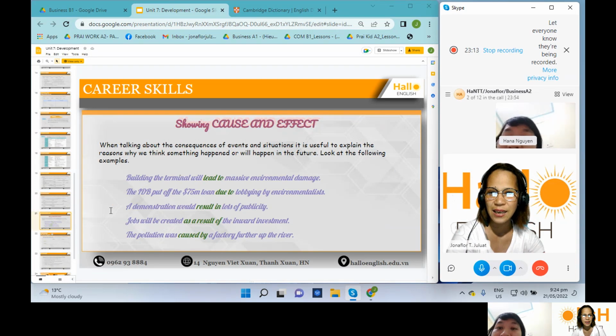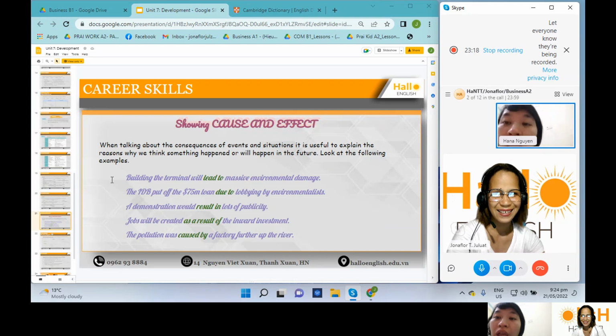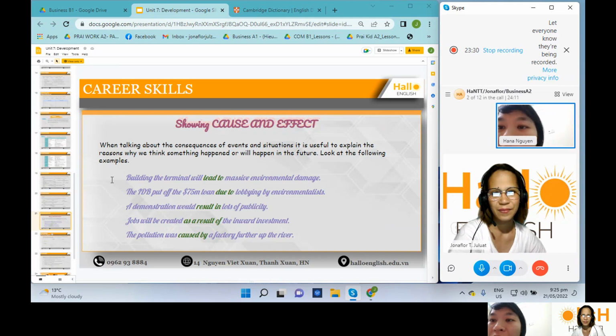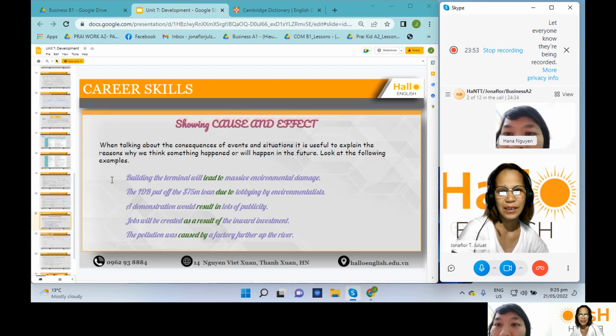So this time let's proceed to cause and effect. Can you read? When talking about the consequences of events and situations, it is useful to explain the reasons why we think something happened or will happen in the future. Look at the following examples. Building the terminal will lead to massive environmental damage. So the use of "lead to."